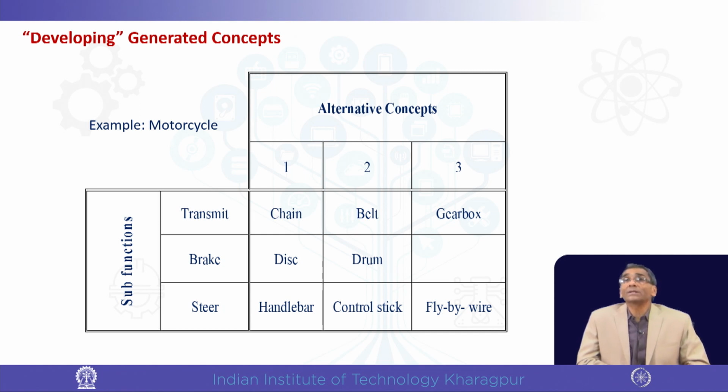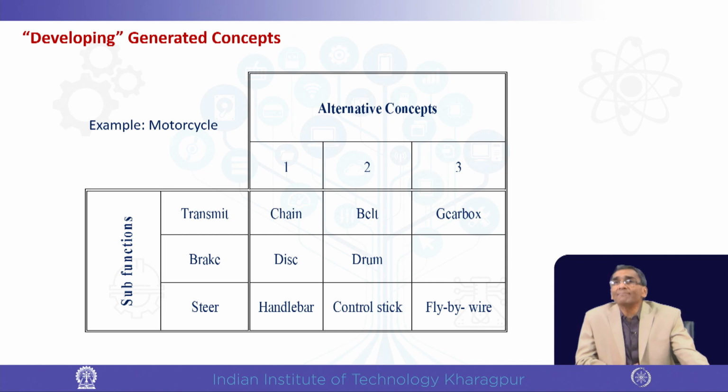Now, what are the alternative concepts for transmission? The chain, belt, gearbox, as I said just a little while ago. Brake, it may be disc brake, it may be drum brake. For steering, it may be handlebar, it may be control stick, it may be fly-by-wire. So, these are the alternatives possible. All right, we will come back to that. Now, what kind of combination would help, that is the purpose.